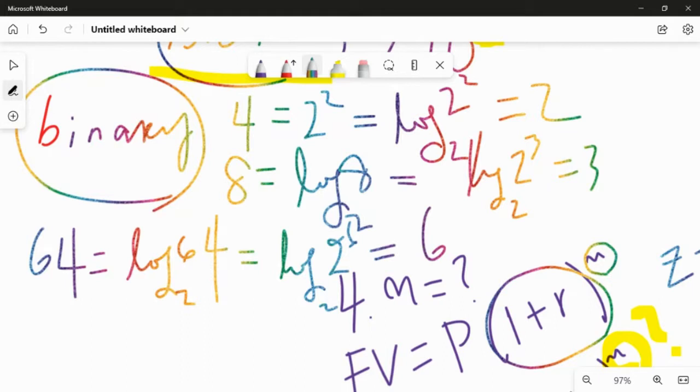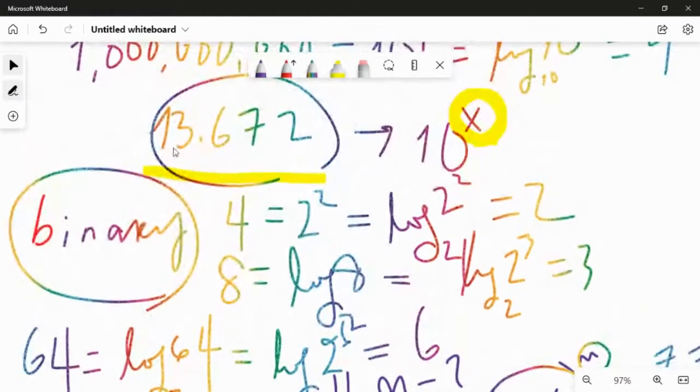Again, binary log is easy to use when the numbers we want to take log of are powers of 2. But when it comes to numbers like some random number like this, binary log is kind of cumbersome.